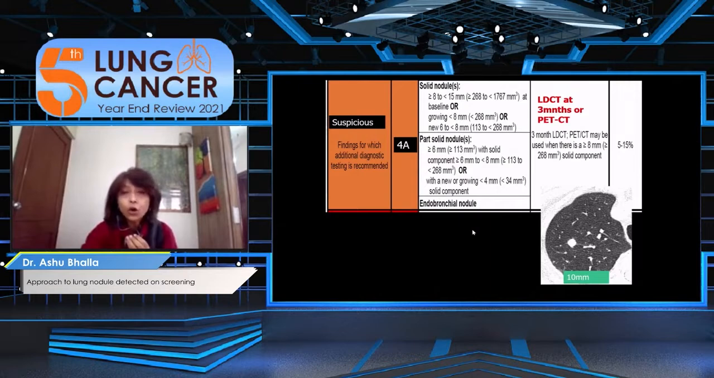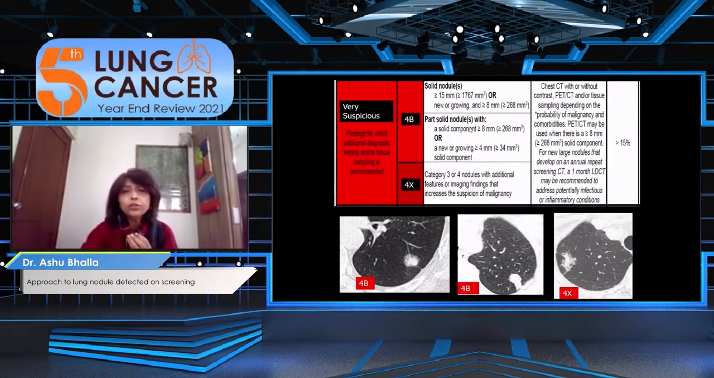Endobronchial nodule is the new component, and no pure ground glass nodule makes it to category Lung-RADS 4. So only part solid and solid are left here. So this is a 5 to 15% likelihood of being malignant. The very suspicious nodules, with or without other morphological features which suggest malignancy.